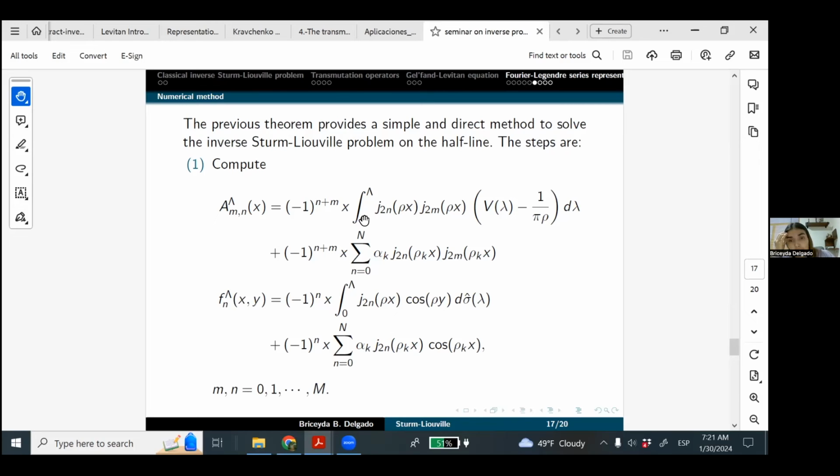The steps are: first step, compute this truncated function. A and f sub n are exactly the same expressions that we saw in the statement of the theorem, but here, instead of taking the integral from minus infinity to infinity, we are taking the continuous spectrum from 0 to capital Lambda. I will say later who this capital Lambda is.